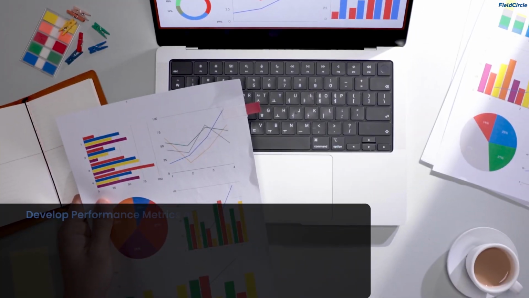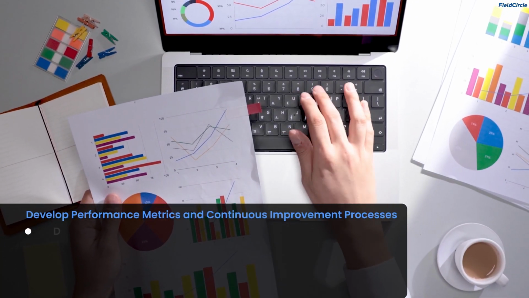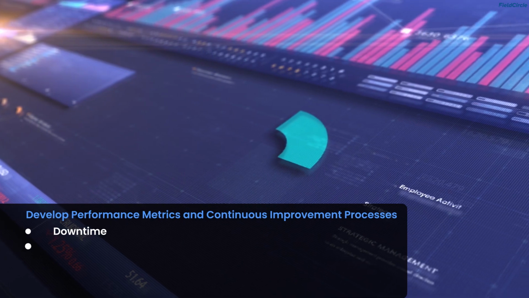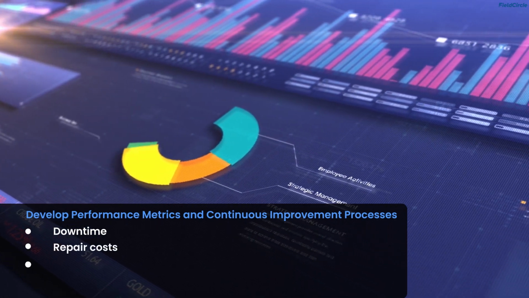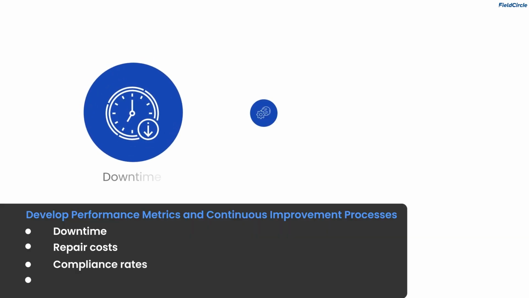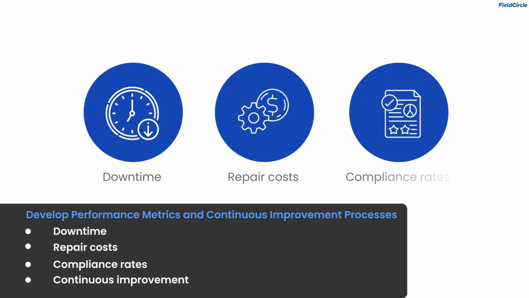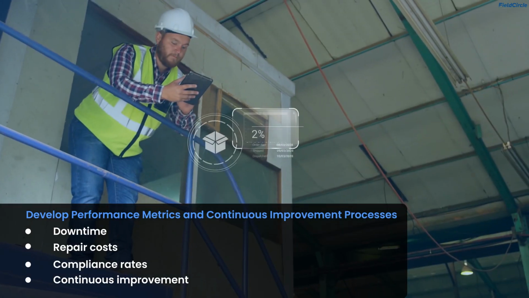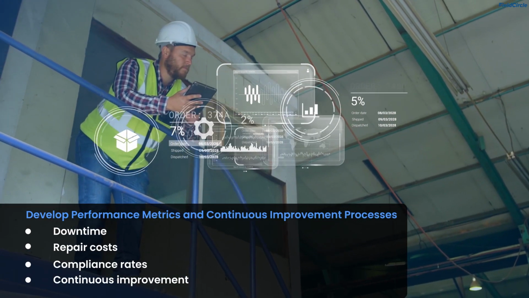As the plan progresses, you must be able to gauge how it has fared. So, use performance metrics to measure the effectiveness of your maintenance plan. Track key indicators like downtime, repair costs, and compliance rates. Use this data to continuously improve your maintenance processes.